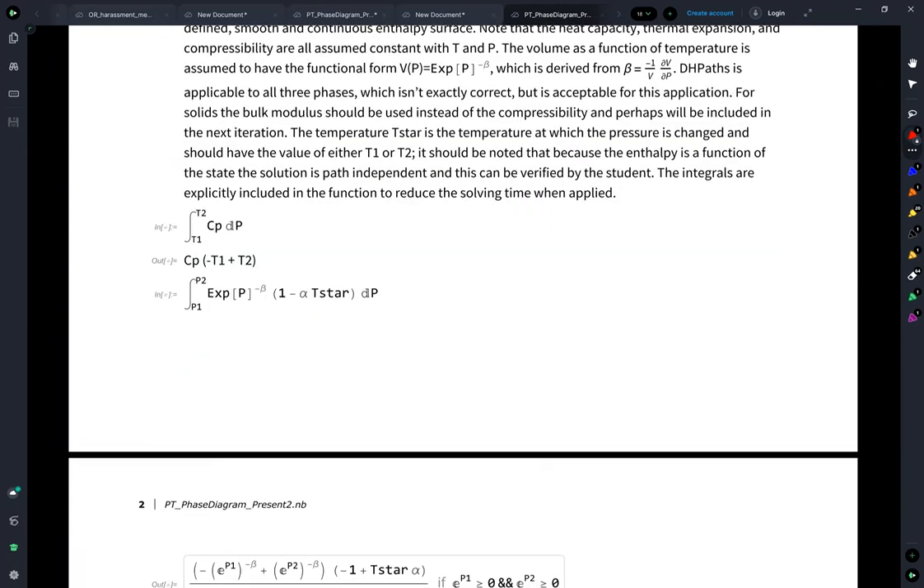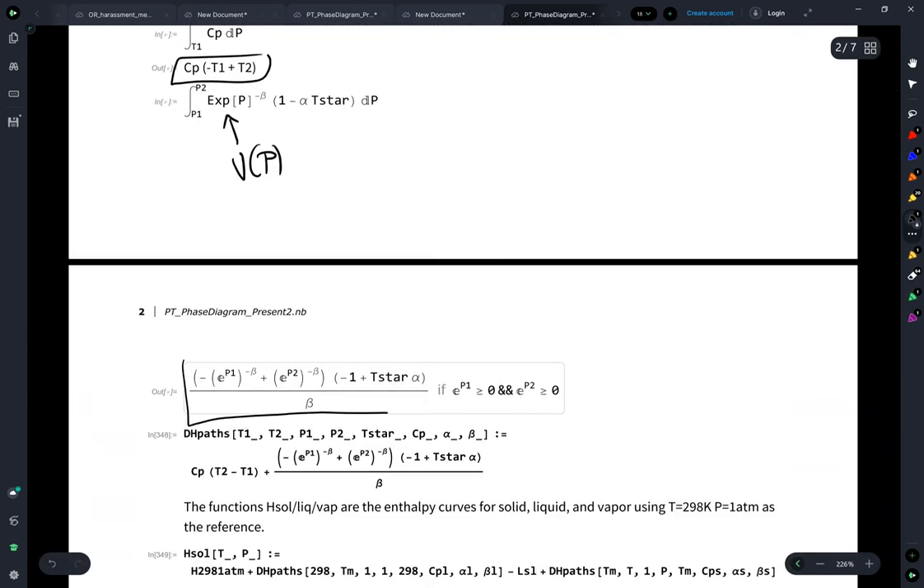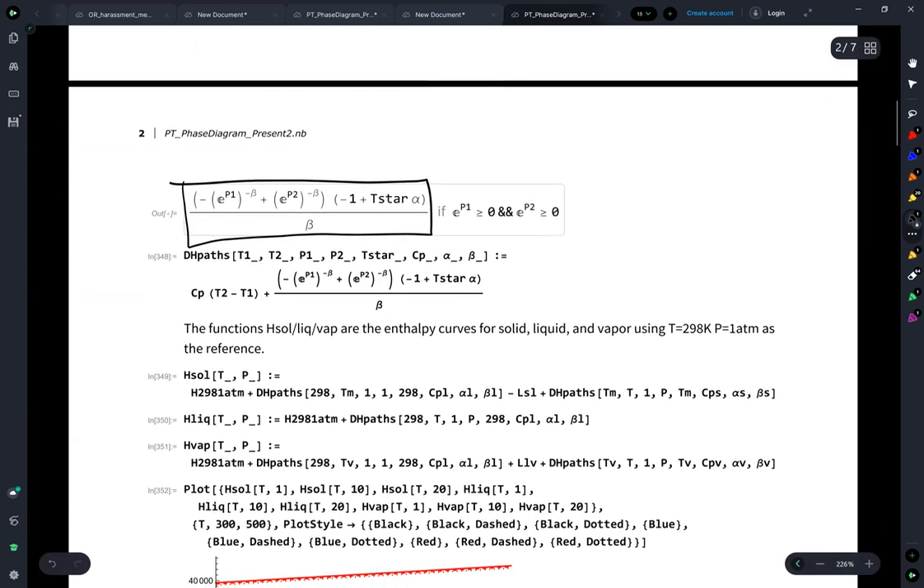So in these, that is our V as a function of pressure. I substituted into my function the analytical solution to the integrals here and here. And the reason I did that is because the integral turns out the same every time. And rather than have the software perform the integral, whether it's numerical or analytical, if you just copy and paste them in, they go faster.